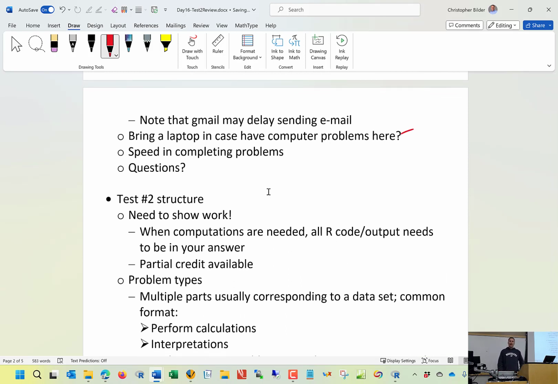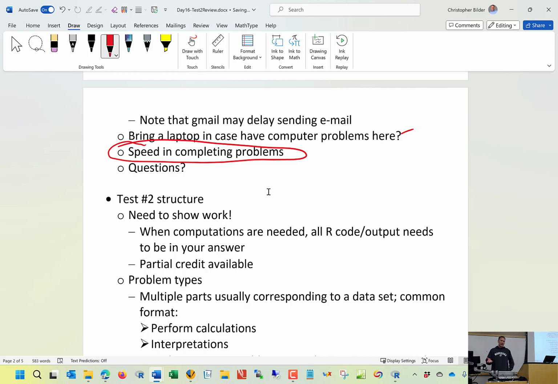Obviously, computer problems can happen. Bring a laptop if you want to be extra safe. Obviously, we do have extra computers here, but it still can be helpful to have a laptop with you just in case. The number one issue that students sometimes have with my tests in this kind of format is the speed in completing problems.